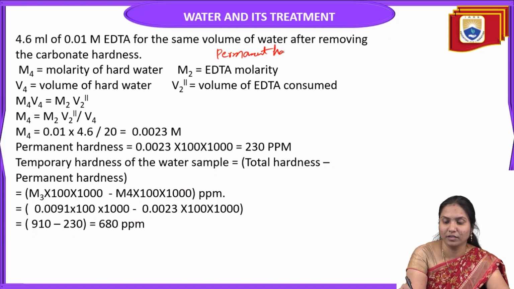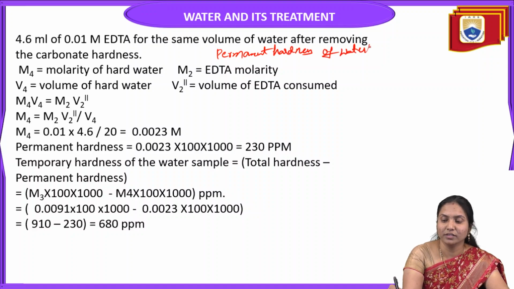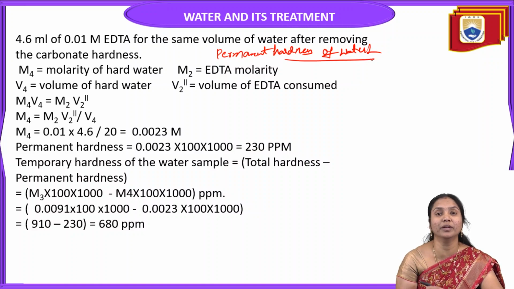Permanent hardness of water. How can we calculate the permanent hardness of water? First, we can remove the temporary hardness causing ions. How can we remove temporary hardness causing ions? By boiling. During the boiling process, the calcium and magnesium bicarbonates are converted into insoluble precipitate. After filtration, we can remove the temporary hardness causing ions which are present in water.